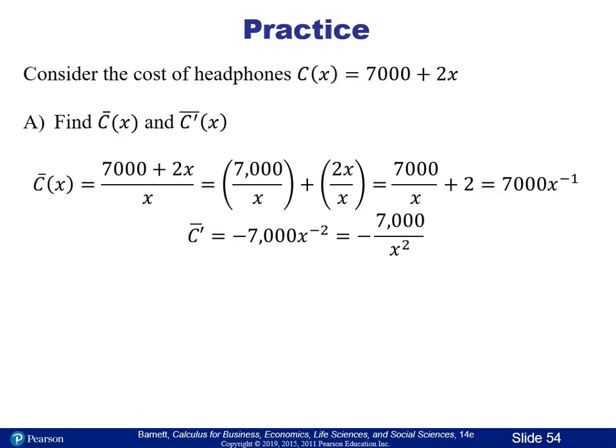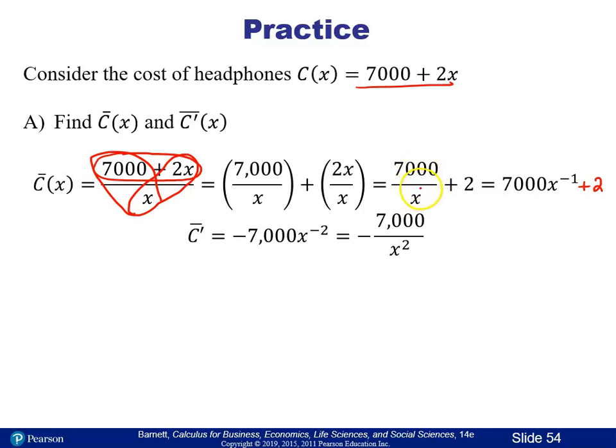Okay, if we look at this one, we're given the cost function and we're asked to find the average cost and the marginal average cost. So average cost, we always take the cost function, which is given here, and you divide it by x. So what we want to do is we're going to split this up. Okay, so I'm going to put the 7,000 over x, and I'm going to put the 2x over x, and then simplify those. It's going to be easier if we rewrite these, and this should be plus 2.